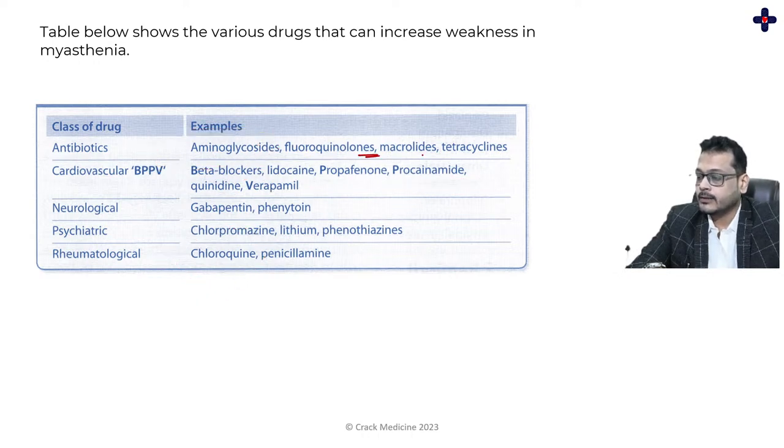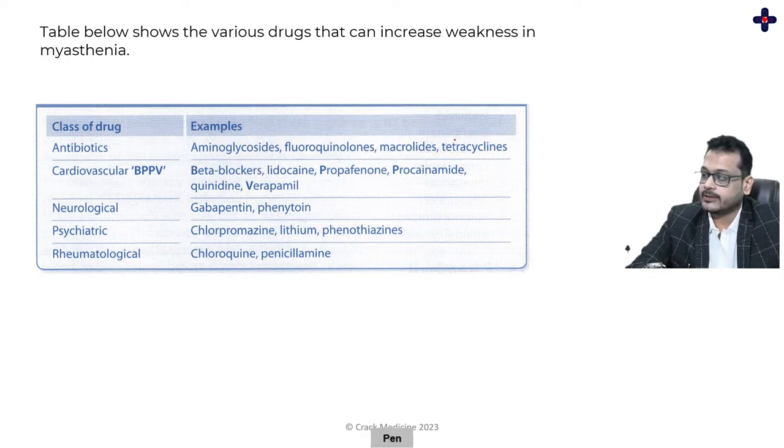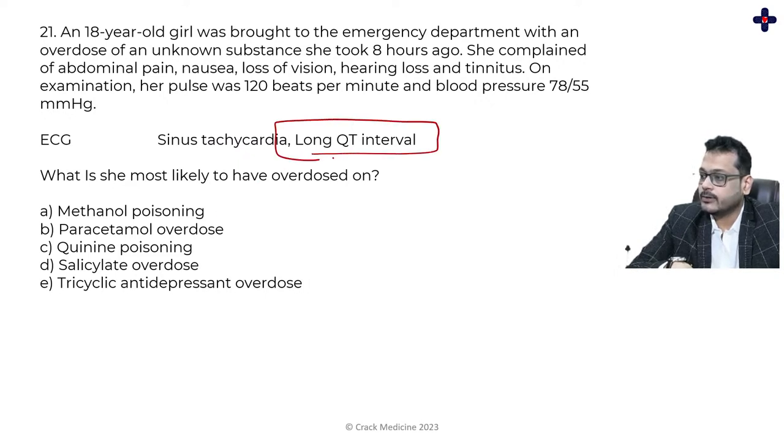Fluoroquinolones again, macrolides and tetracycline. Now you should remember all the side effects of all of these drugs. Very important. All the antibiotics, you should be very thorough with all of the side effects, right? Okay, so which of the following overdoses will cause, basically they are trying to ask which will cause a long QT interval, apart from loss of vision, hearing loss, tinnitus, and abdominal pain.